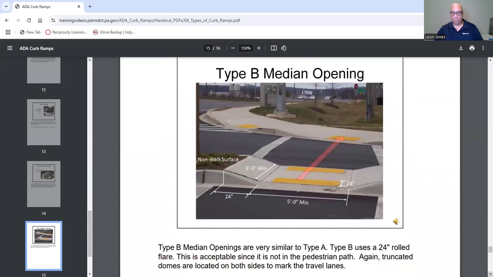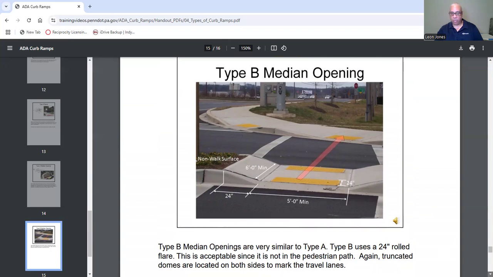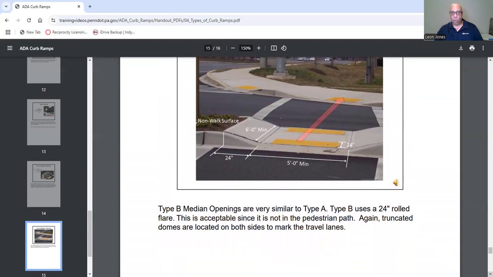Then we have the type B opening. Flares, remember I told you about the 24-inch flares? Here's your width right here, 5 feet. Detectable warning surfaces. Now, generally, type B median openings are very similar to type A. Type B uses a 24-inch rolled flare. This is acceptable since it is not in the pedestrian path. Again, truncated domes are located on both sides to mark the travel lanes. That's what you have here.